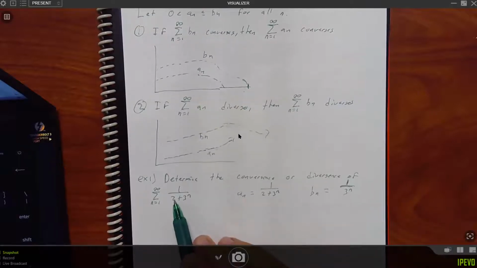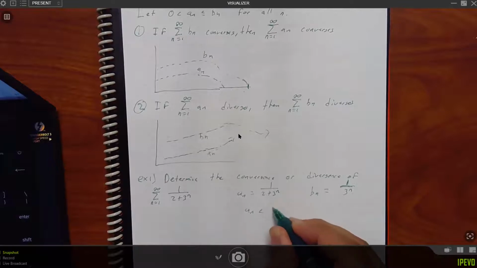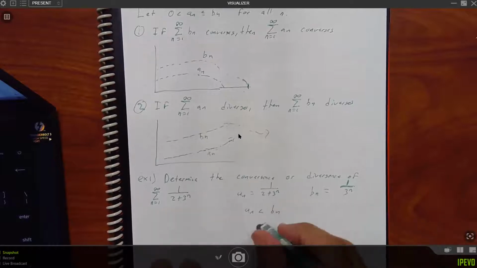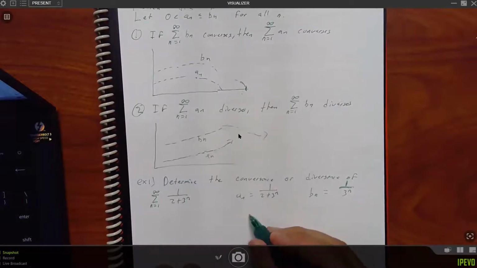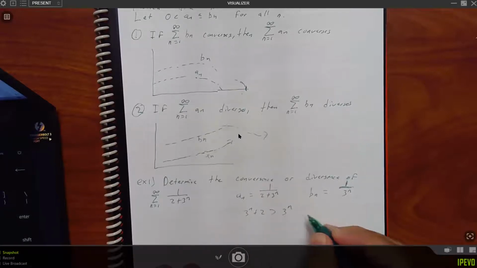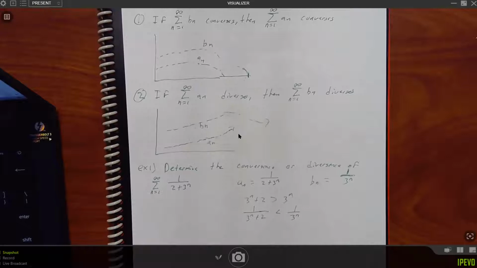This is just adding 2 more, so this is very similar. And you agree that this one is smaller. So if I choose this to be b_n, that means a_n is less than b_n. Is that clear? We can show it. We know that 3 to the n plus 2 is bigger than 3 to the n. So if I take the reciprocal of both sides, the inequality flips, and this is now smaller. That proves that they are less than.